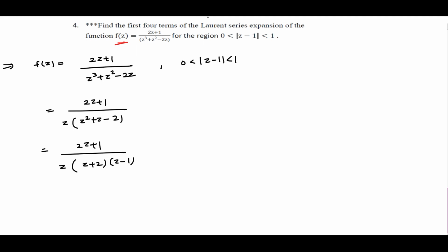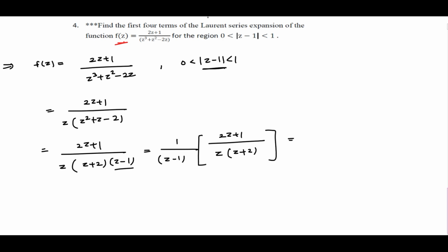But we can see that our center is z minus 1. The center is 1, the radius is 1, and this term is already there. So we have to take 1 upon z minus 1 outside. So we have 2 times (z plus 1) over z times (z plus 2), multiplied by 1 upon z minus 1. Let us suppose this function is g of z. That is equation number 1.